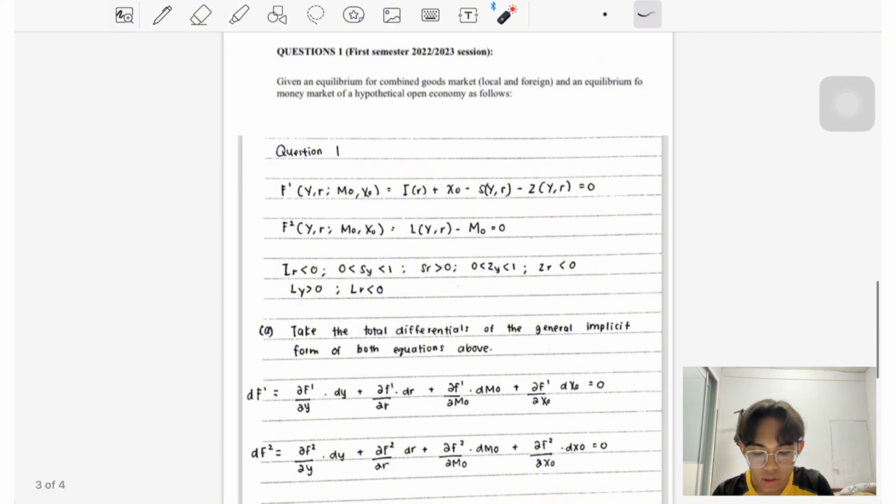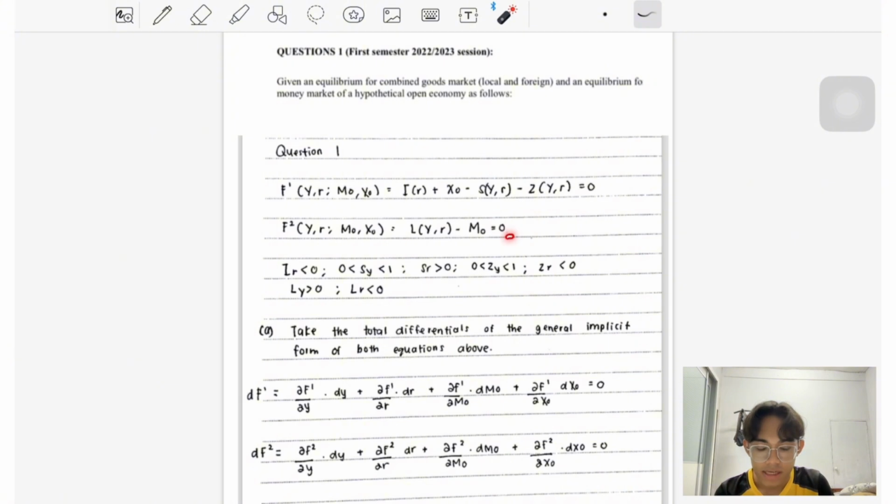So in order to find the total differential, we can write down for the first equation df1 equal to 0 and for the second equation df2 equal to 0. So here we can differentiate the endogenous variable and then the exogenous variable. So we get partial derivative of f1 with respect to y times dy plus partial derivative of f1 with respect to r times dr plus partial derivative of f1 with respect to mo times dmo plus partial derivative of f1 with respect to xo times dxo equal to 0.